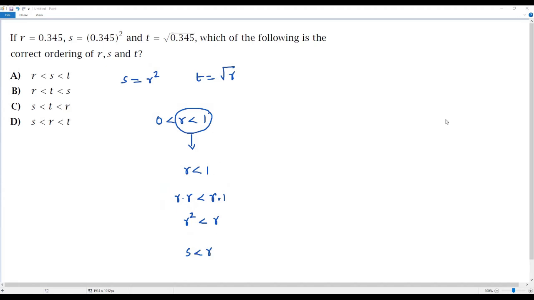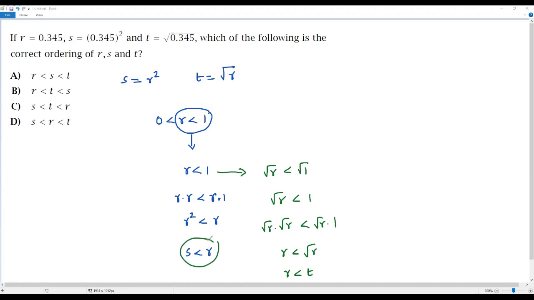Okay, again we can consider the inequality we have over here, that is r is less than 1. Now I am going to take the square root on both sides of this inequality. Then I am getting square root of r less than square root of 1, which is just 1. Now I am going to multiply both sides of this inequality by square root of r. That is square root of r times square root of r less than square root of r times 1. We know that square root of r times square root of r is just r, less than square root of r times 1, which is square root of r. And we know that t equals square root of r. So we can plug in t for square root of r over here. Then we have r less than t.